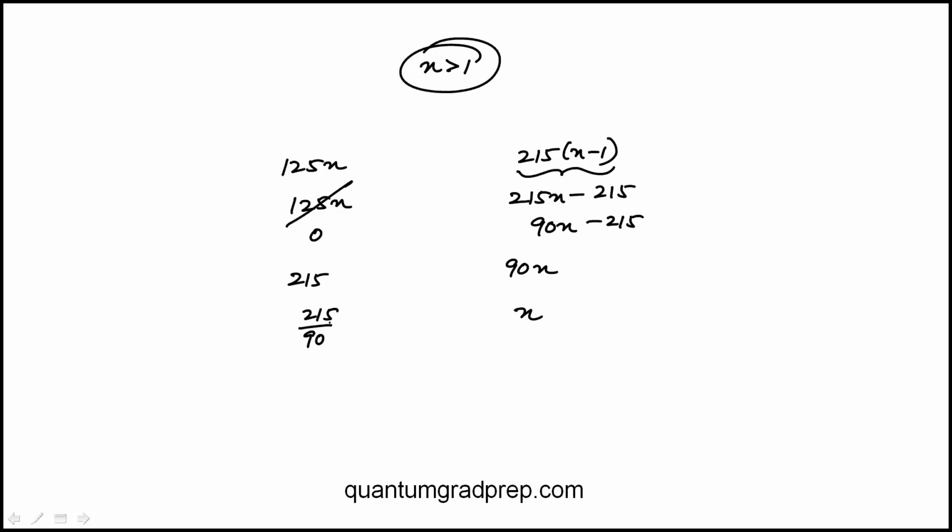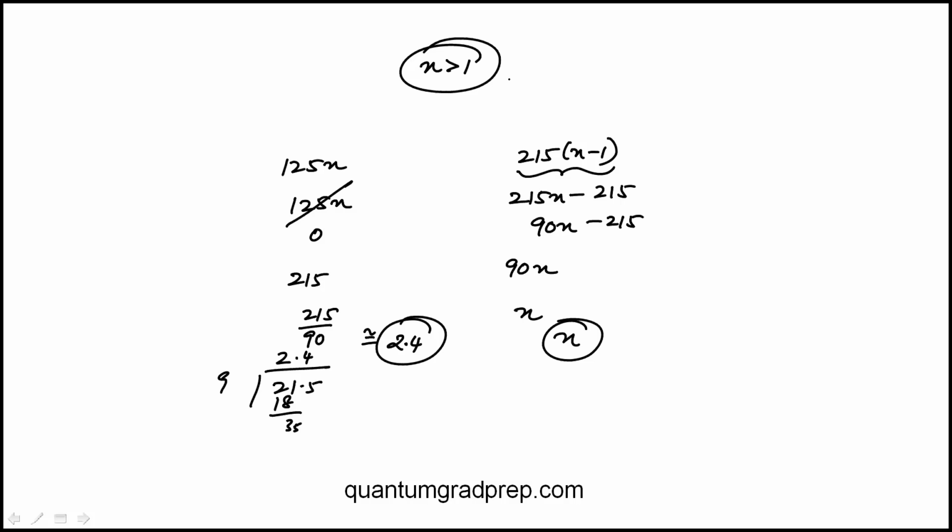So this number is going to be, we know, 9 times, let me just do this. You can use a calculator here. 9 times 2 is 18. So approximately 2.4. So we're comparing n and 2.4. Well, which one is greater?